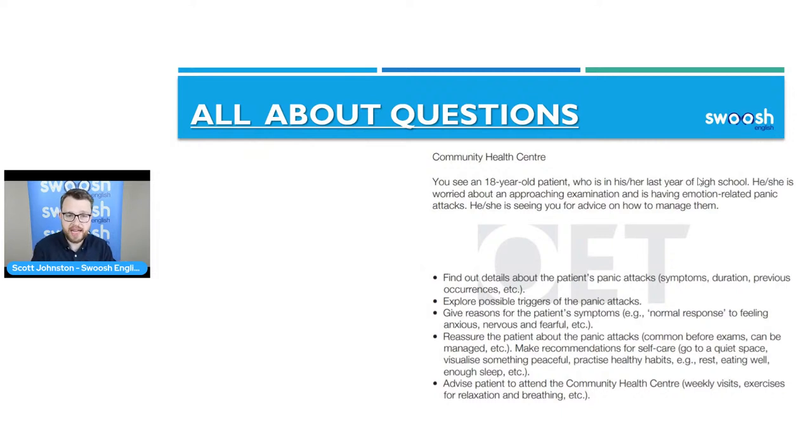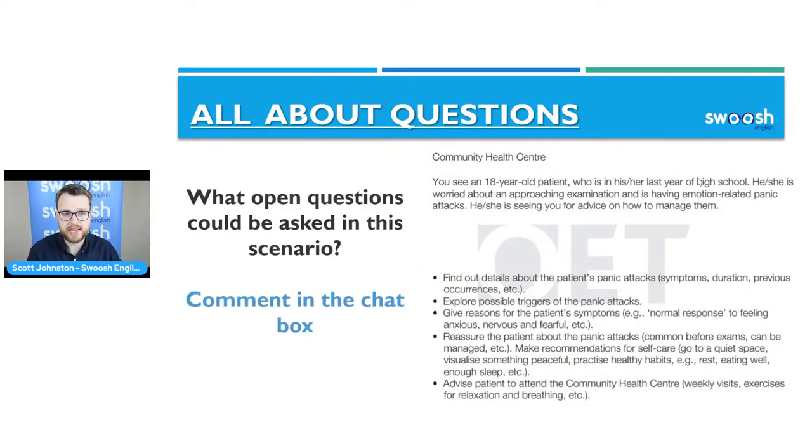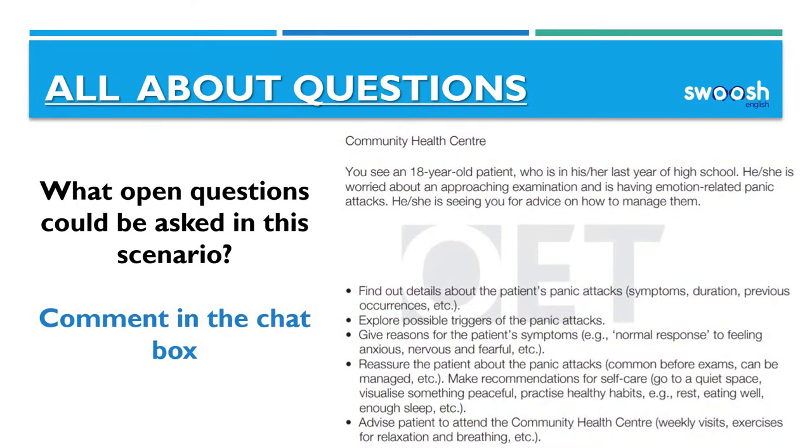Okay, we've got the community health center, an 18-year-old patient, and we have the tasks on the right-hand side. I will bring this full screen in a moment, guys. So I want you to have a quick look through this role play card here and just think what open questions could be asked in this scenario. Have a brief read through and think about what kind of open questions might be asked in this scenario in particular. So scroll through the information here in the task card.